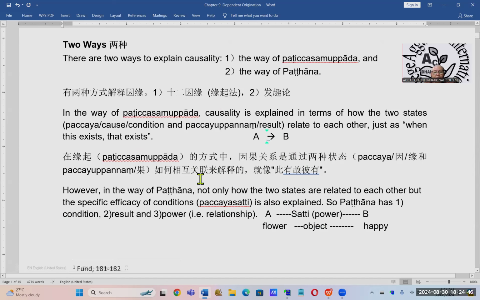But Patthana gives more information, this sati, power. In what way the flower will make us happy: by the way of object. Okay? Because the flower appears as an object to the mind. Can you follow so far? Okay.